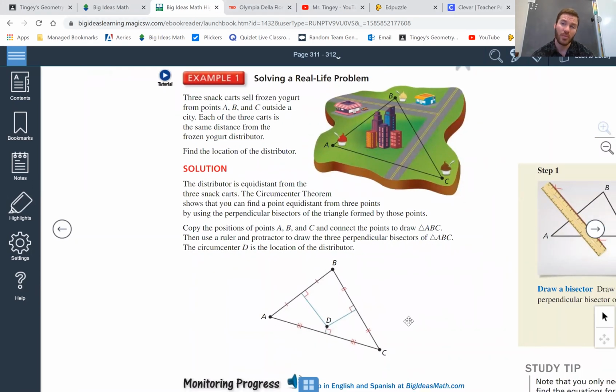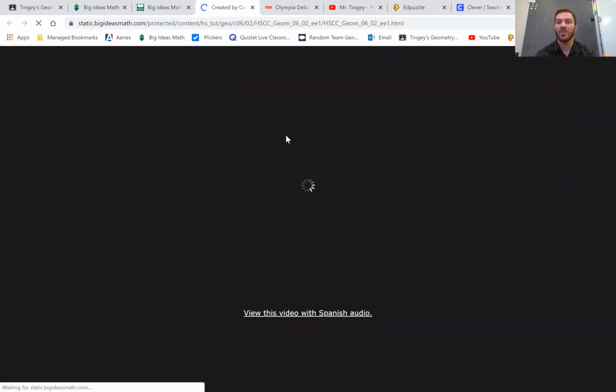I won't do this problem for you, but if you click tutorial right there, so let me get the mouse, and I click on that, it's going to take you to the video.